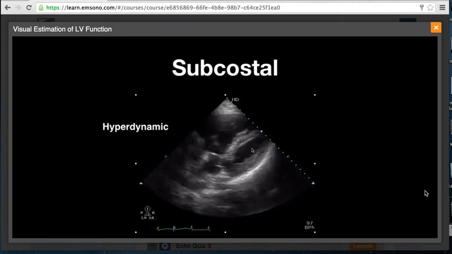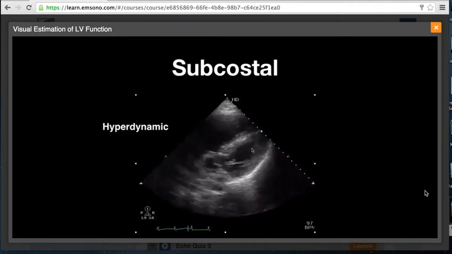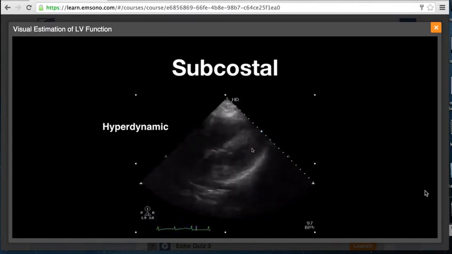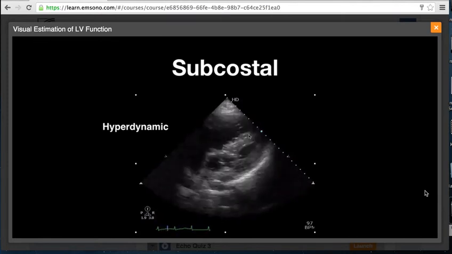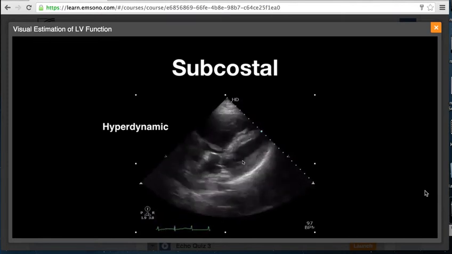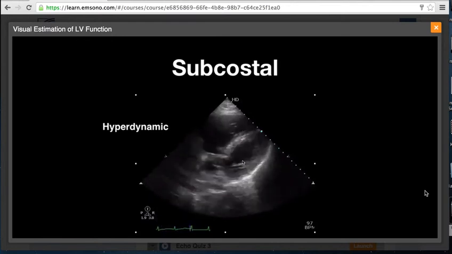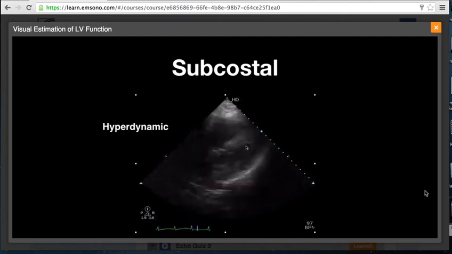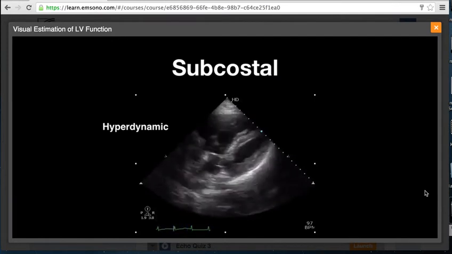Here's an older patient with underlying history of hypertension and cardiac disease who came in with a massive GI bleed. If you take a look at this patient's LV function on the subcostal window, you can see that the endocardial borders are dramatically changing between systole and diastole, and they're almost opposing at end systole. Some refer to this as the kissing ventricles. This was a patient who had hyperdynamic LV function.